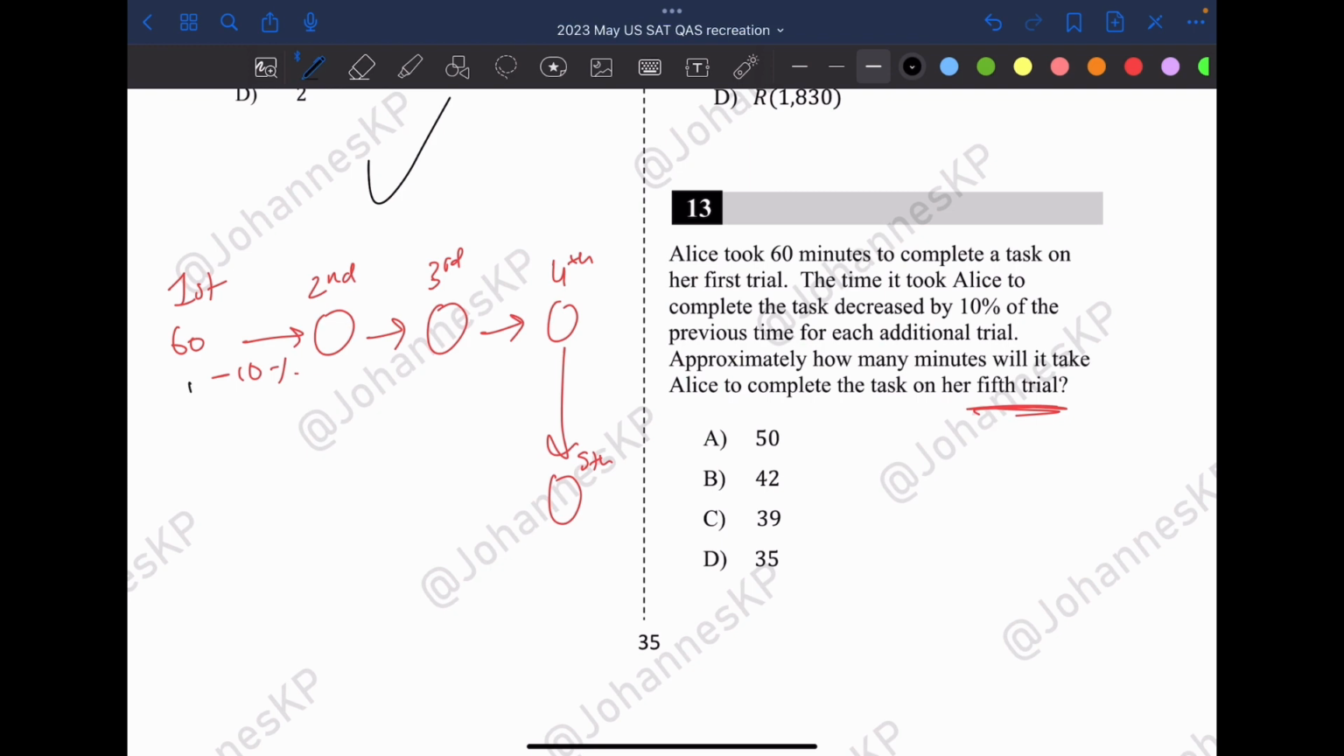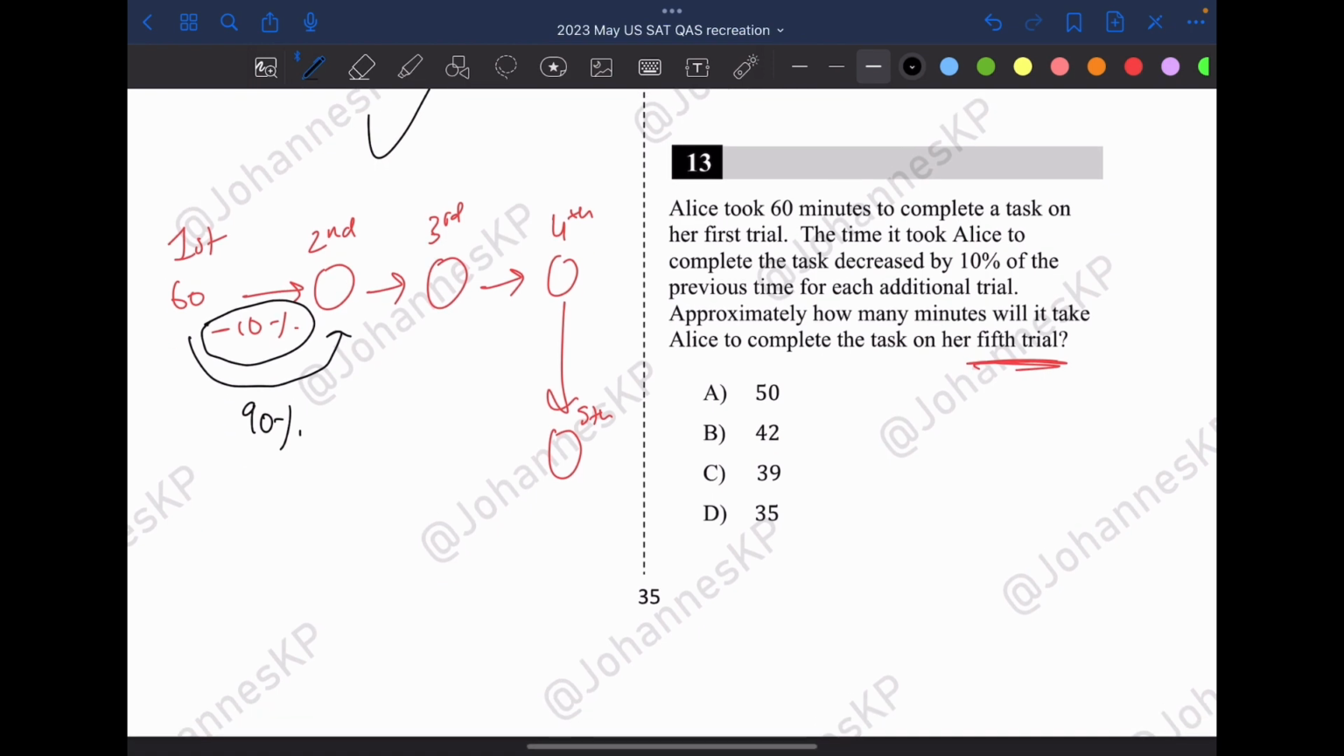So to get from first to second, first you have to know that if you decrease by 10%, you are left with 90%. That's something in math, you have to look at the opposites. So if you take away 10%, you are left with 90%. That's the leftover time that she took on her second trial. So now you have to multiply. 90% is the exact same as 0.9.